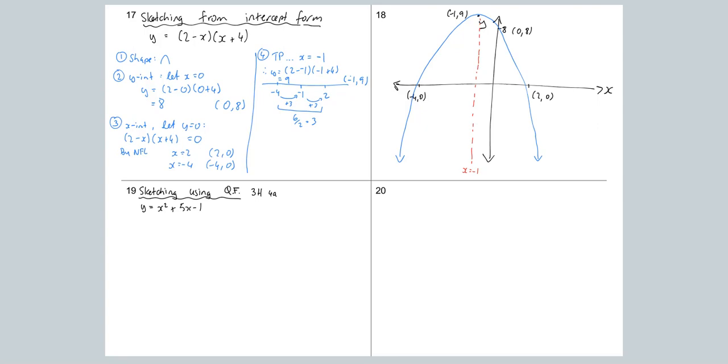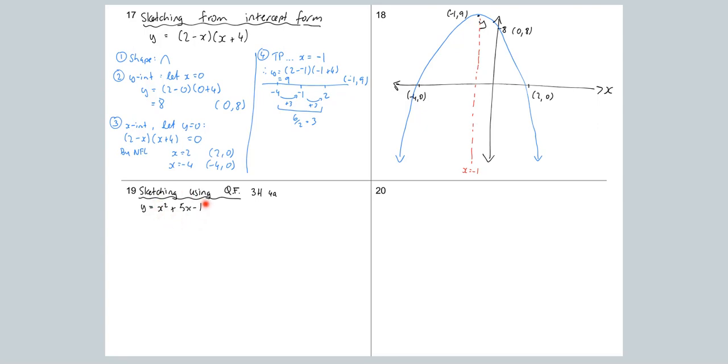Well, why would you not just factorize it and use intercept form or use turning point form? Well, when it's not convenient to do so. So the quadratic formula is a last-ditch effort, I suppose, to solve the problem. It's not that it's hard to do. It's just that with all the numbers floating about, it does get easier to make mistakes.